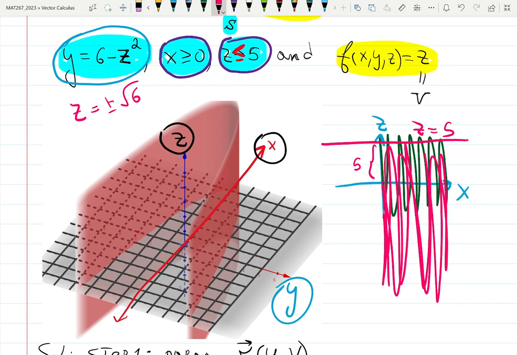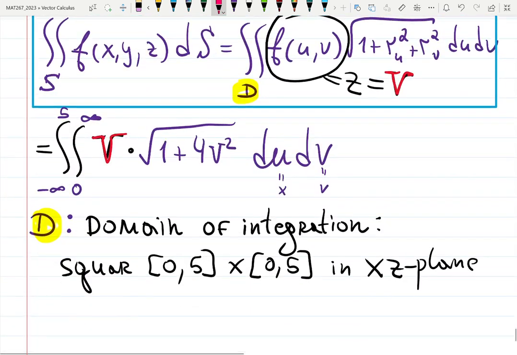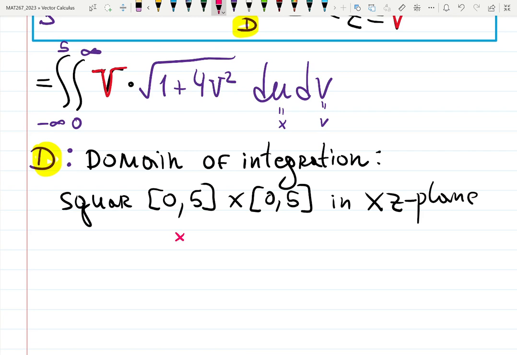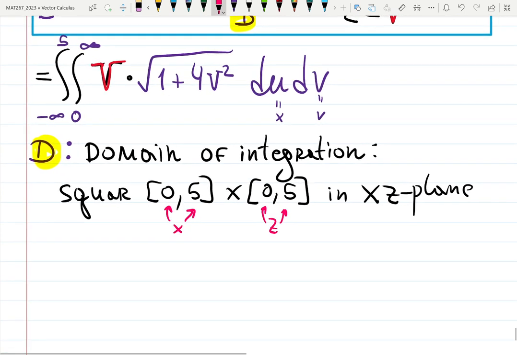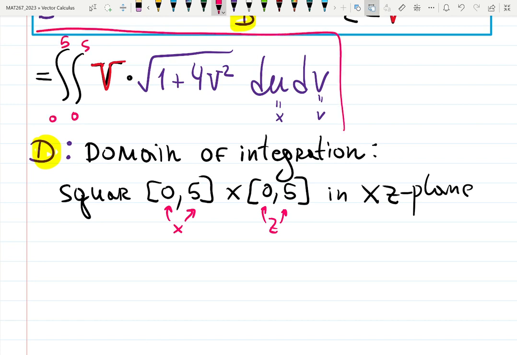Okay. How can they claim it? Maybe I missed something in the definition. Why is the domain a square from 0 to 5 and 0 to 5, x and z? So they claim that x is going from 0 to 5 and z is going from 0 to 5. And because x and z are literally u and v, then we can just put it from 0 to 5 and 0 to 5. If you want to just finish the homework, that's literally the answer.